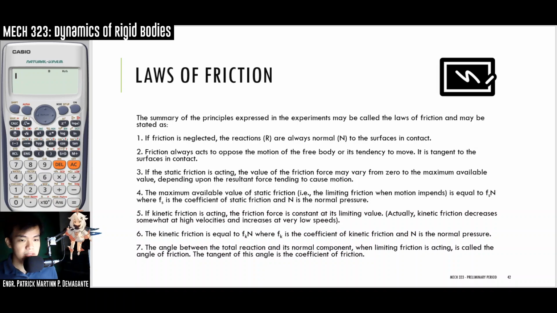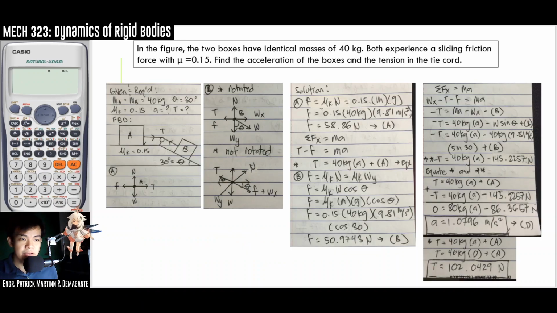So, ayan. Meron tayong examples. And in the figure, two boxes have identical masses for 40 kilograms, both experiencing a sliding frictional force or friction force with mu is equal to 0.15. Find the acceleration of the box and the tension in the tie cord.